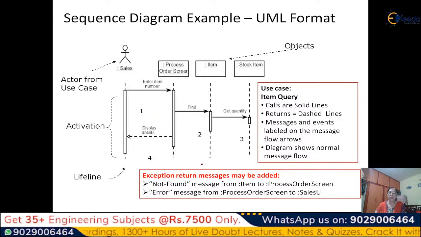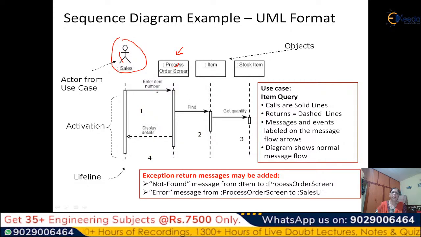So this is another example. You have an actor. This is the external entity, a salesperson, and this is the process order screen. We are not writing the name of the object. So this is the class. This is the interface class. This is the order screen. This is the items. This is the stock of the item. So some objects will be instantiated. So here it is idle.